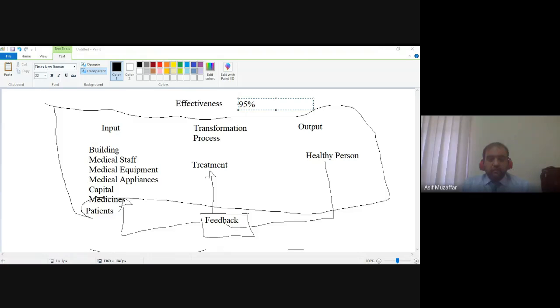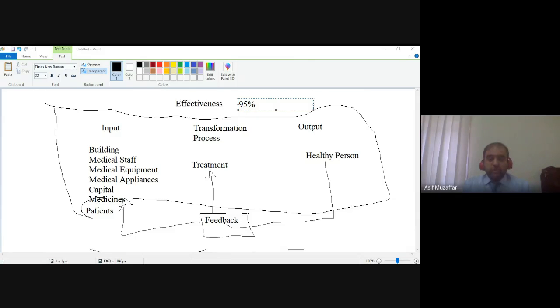Some products could have defects. So 100% effectiveness is not possible. This is the simple thing which I could tell you. Do you get my point? That is why 100% effectiveness is not possible. I told you the reason.